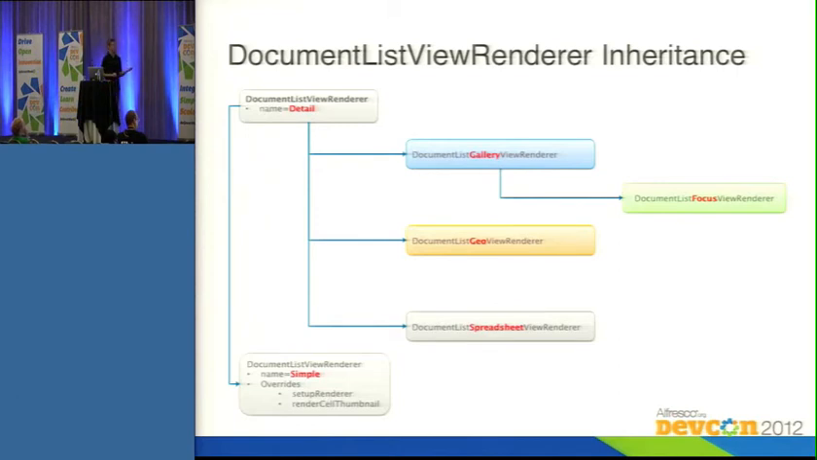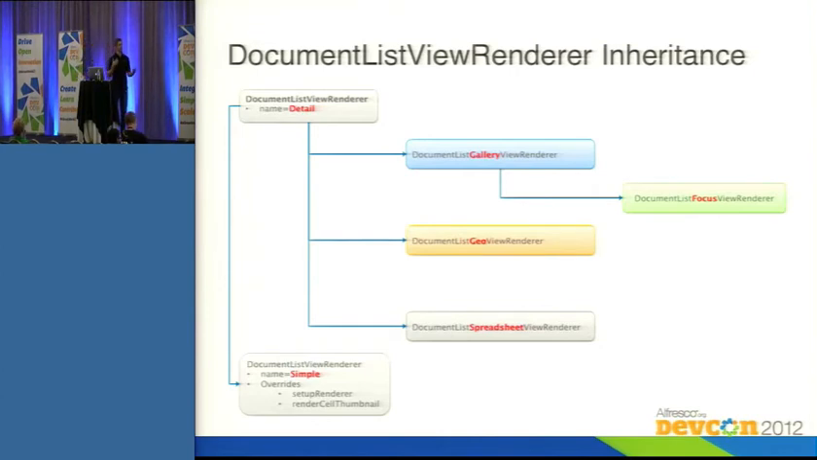So just a brief look at the inheritance structure of the views that we've seen here. Again, the simple view is just another instance of the base document list view renderer. It's got a different name of simple. It overrides setup render, and it overrides render self thumbnail. The gallery view is an extension of the base list view renderer class, and that focus view we saw is actually an extension of that gallery view.